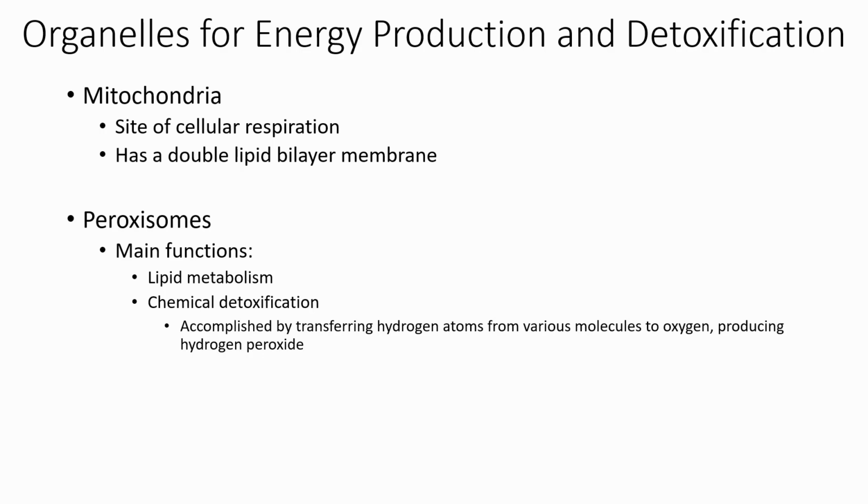The peroxisomes, these guys are going to help with lipid metabolism and also detoxification. So they kind of work hand in hand with the smooth ER. We mentioned the smooth ER does some similar things here too. But one of the big things with peroxisomes is that when they have hydrogen atoms from various molecules, they transfer them to oxygen to produce hydrogen peroxide, which then can be broken down into simple water. So we can basically prevent things from oxidizing.